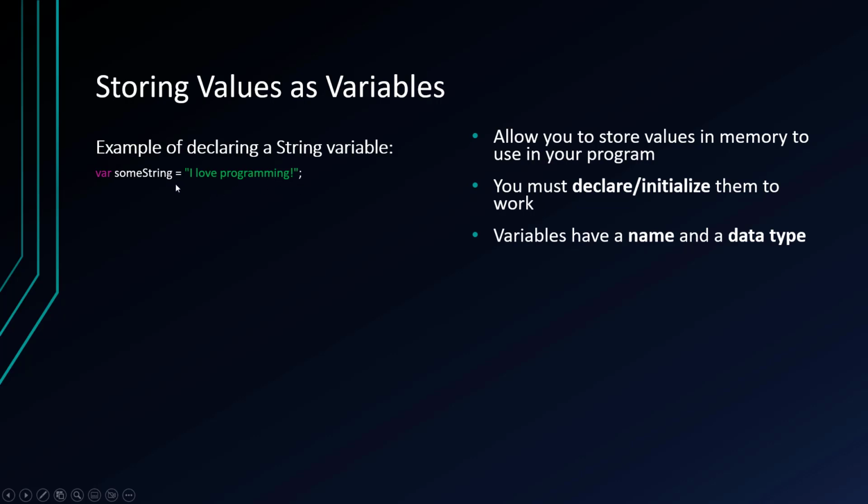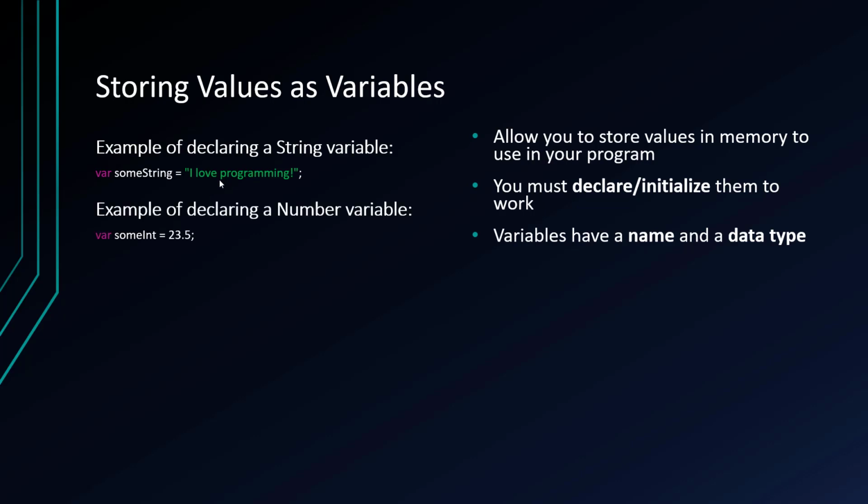So JavaScript is interesting because I don't have to specify the data type. I don't have to say some string colon string for it to know that I'm making a string. Some languages do require it. This one doesn't, because it looks at it and it's like, oh, this is in quotations. This is obviously a string.